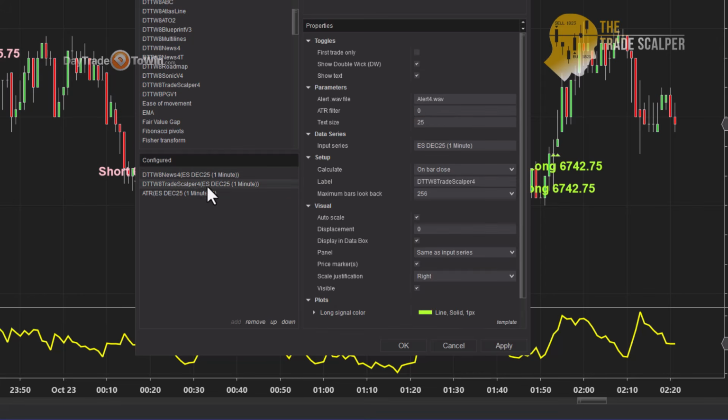So let's talk about the Trade Scalper version 4. The Trade Scalper is based on price action. There's not a lot of settings that you have to optimize. I'm going to cover these settings here for you.